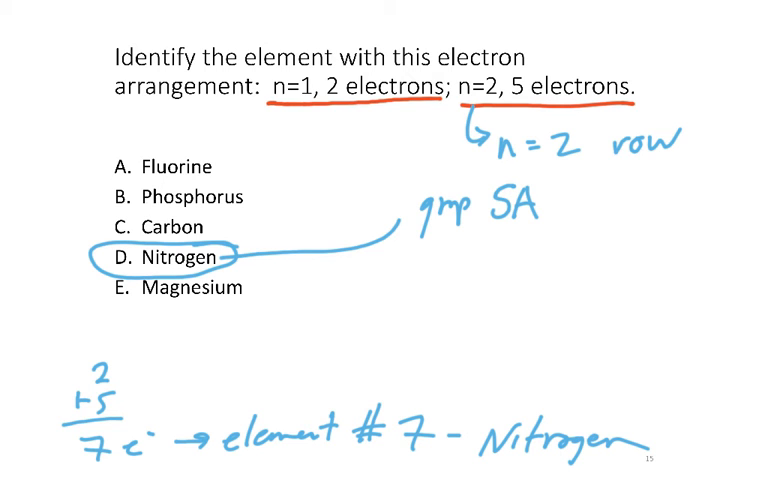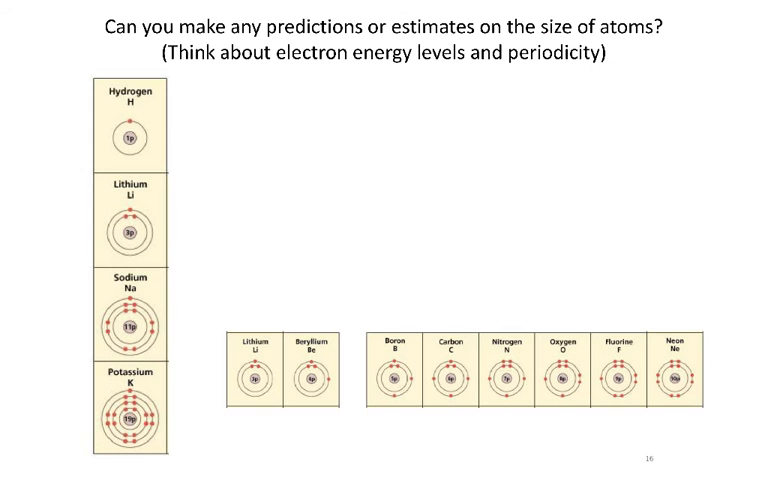Okay, we're going to finish up part 2 talking about atomic size. So remember we said that the volume of an atom is determined by where its electrons are. Okay, and now we've been talking about electron arrangement, the energy of electrons, and distance from the nucleus of these electrons. And so, can you make any predictions or estimates on the size of atoms, or at least the trends in the size of atoms?